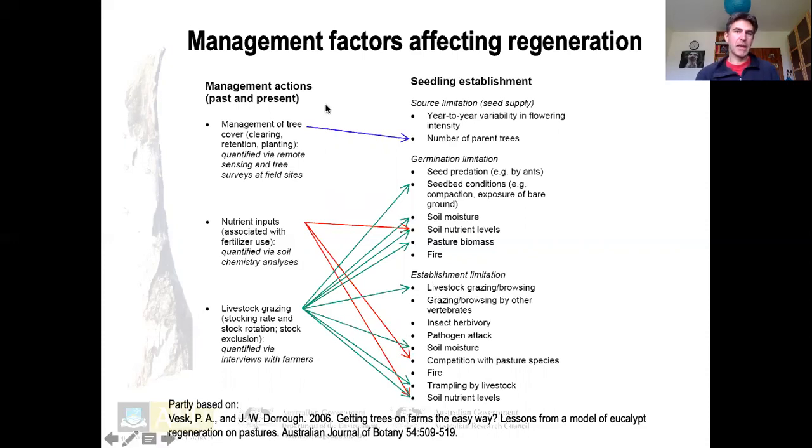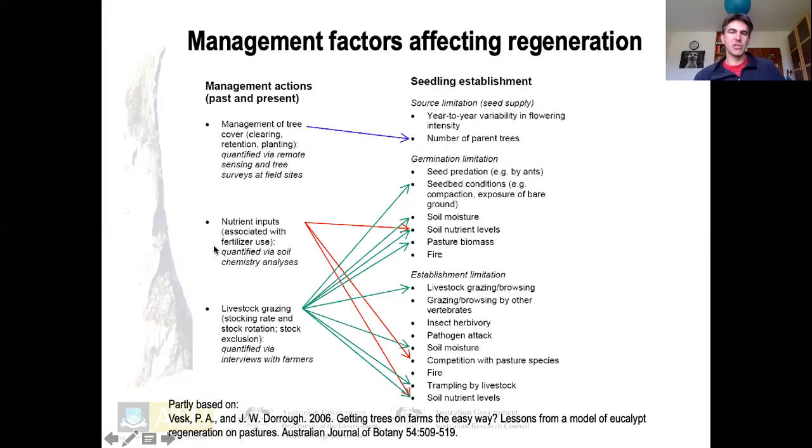And there are a number of management actions, both past and present, that influence various of these factors limiting seedling establishment. So for example, if you just don't have parent trees, well, then that's a problem for seed supply. So if you have an overcleared region, actually where are the seeds going to come from? So that's the first problem.